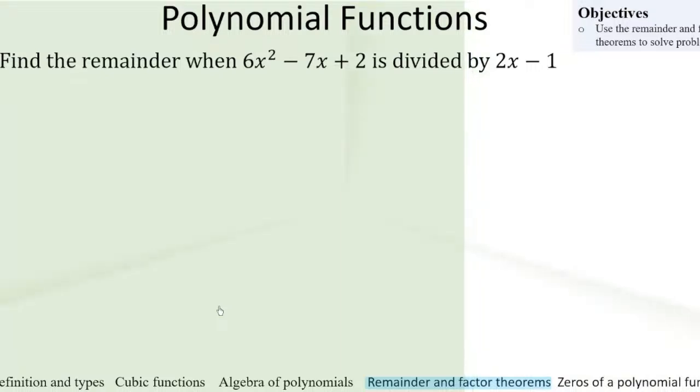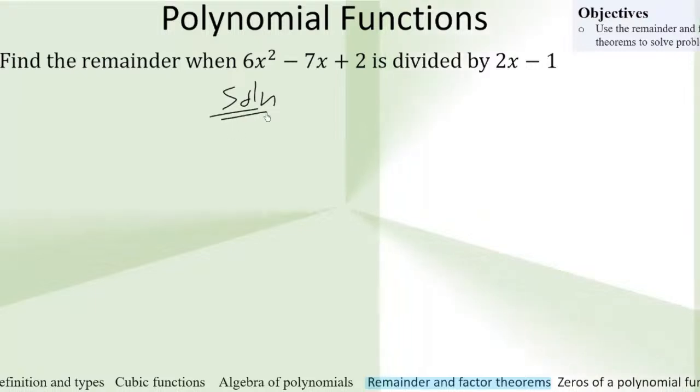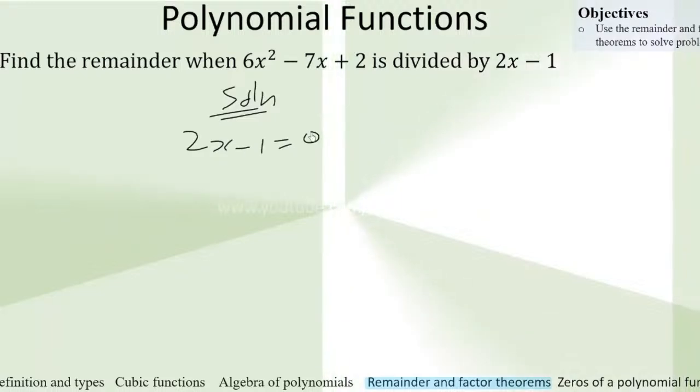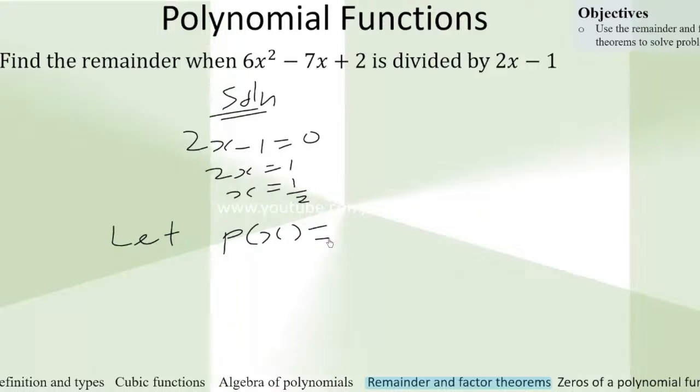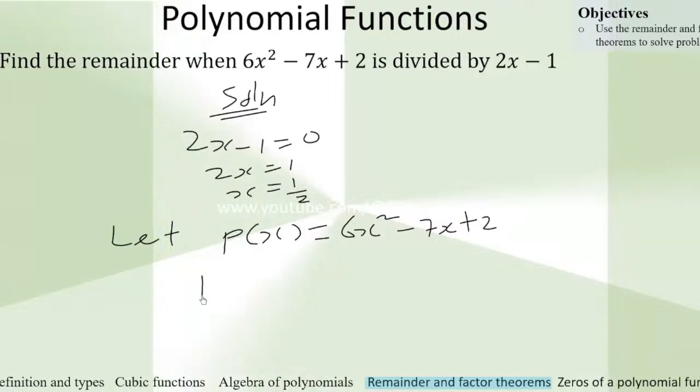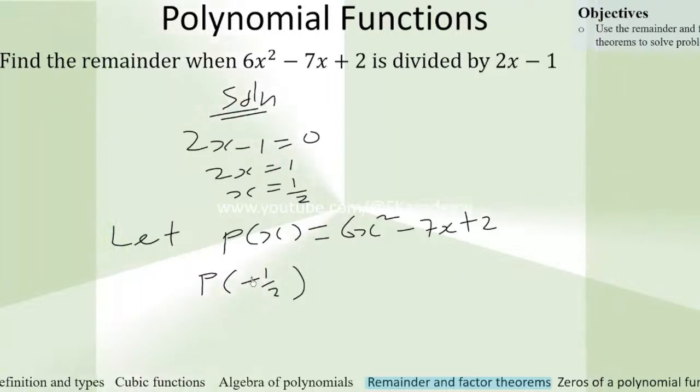So let's look at this one too. We have to find the remainder when 6x squared minus 7x plus 2 is divided by 2x minus 1. So what do you do again? Just put the divisor 2x minus 1 equals 0, and that will give you 2x equal to 1, and x will be equal to 1 divided by 2. So you can let p of x be equal to 6x squared minus 7x plus 2. So the remainder is p of 1 over 2, not negative, so it's positive.